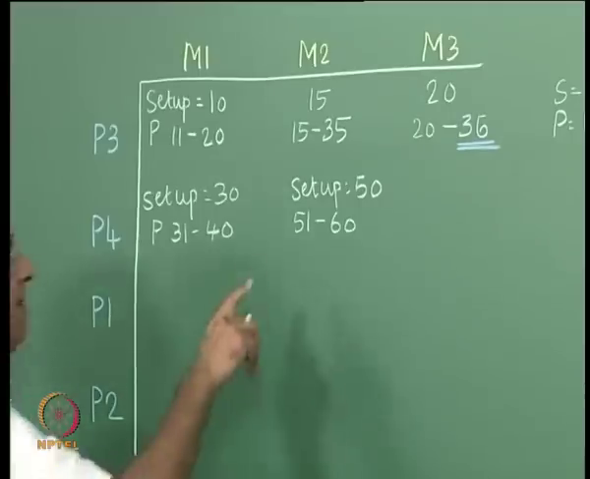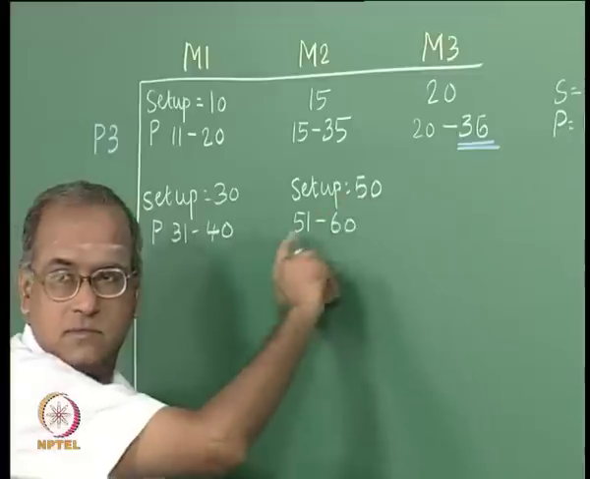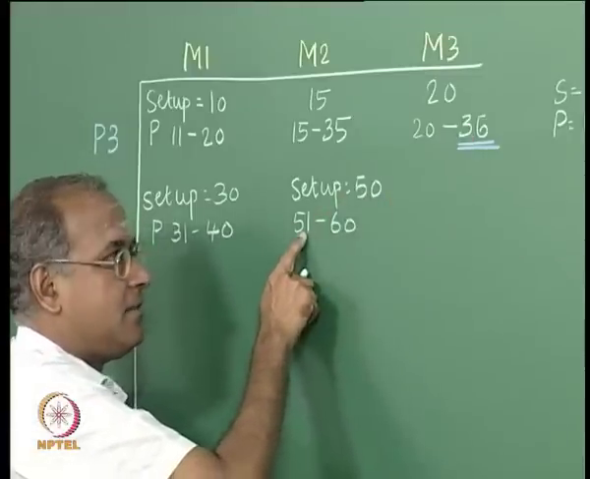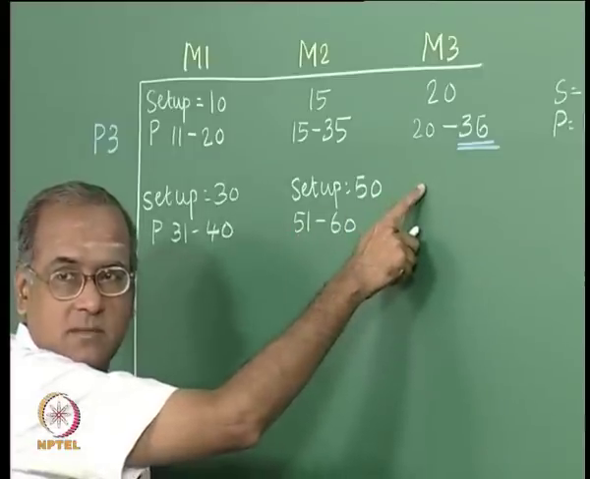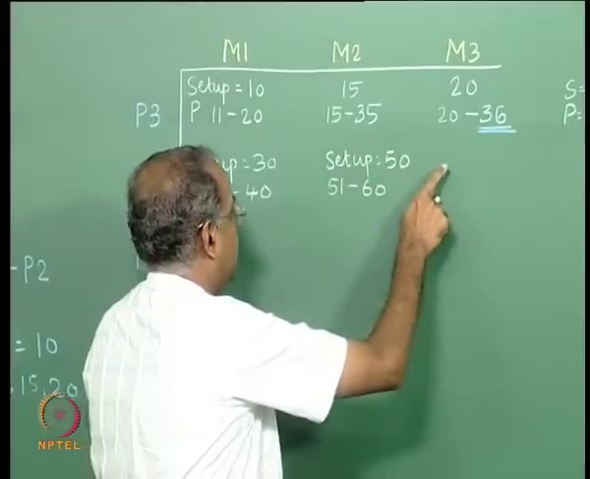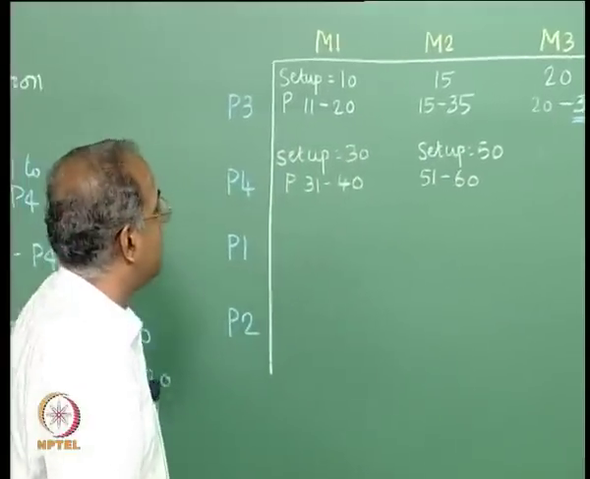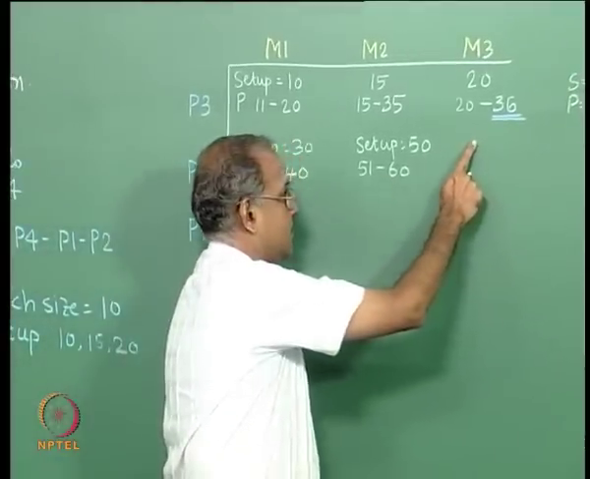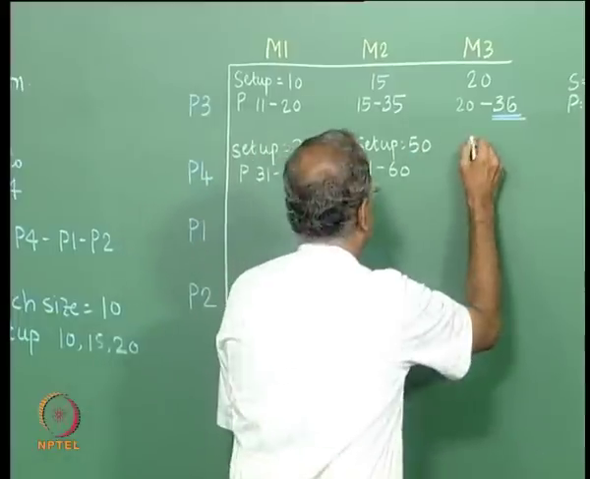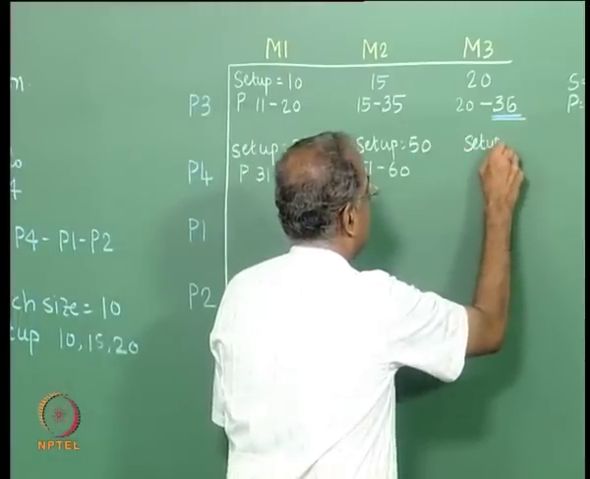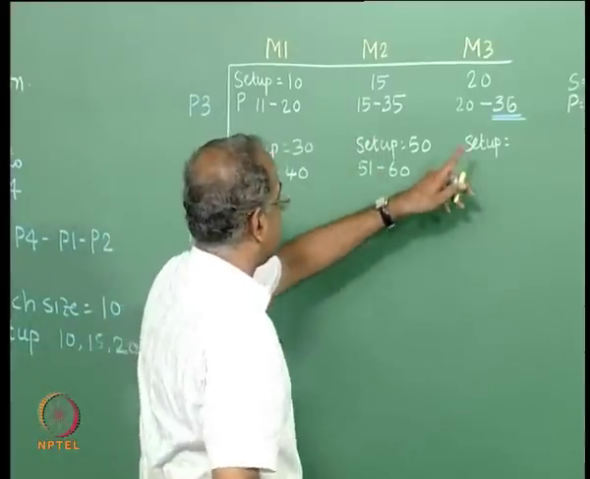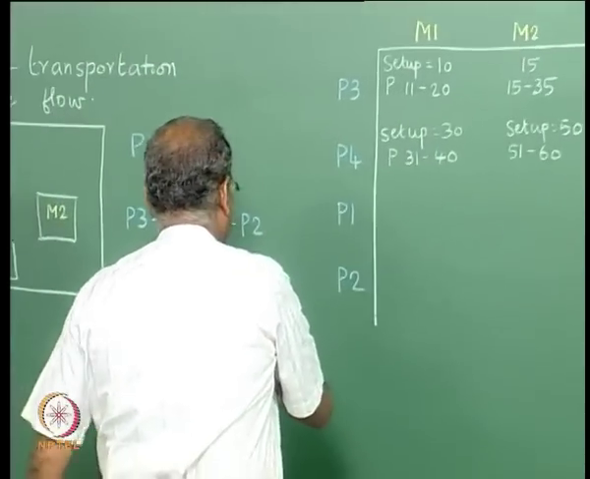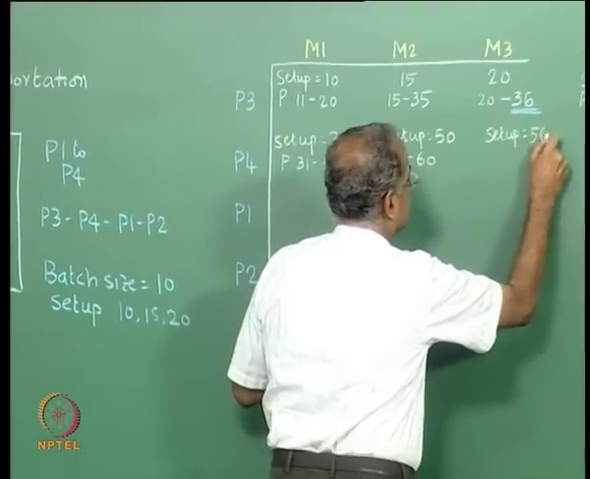Now again here the pieces start coming at 52 and so on, but this is over at 36, so it has to wait till 51 when the first piece comes. So setup can actually start at 36 itself here, because this is free at 36. So setup will start at 36 and finish at 56.